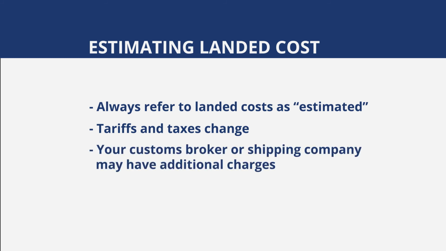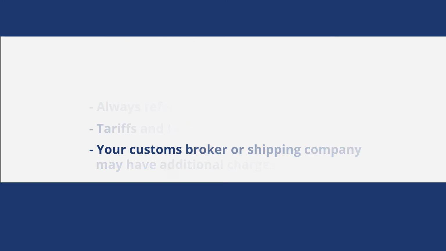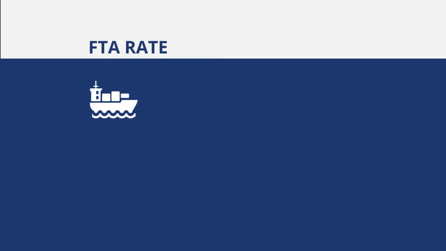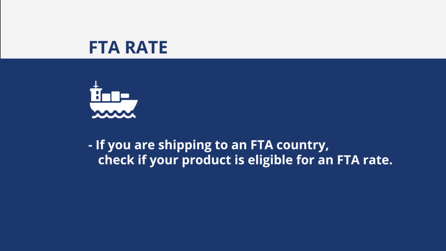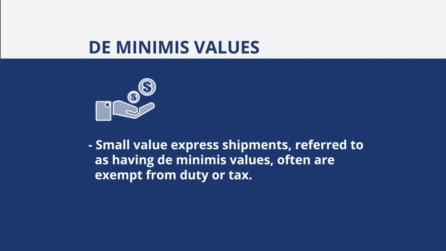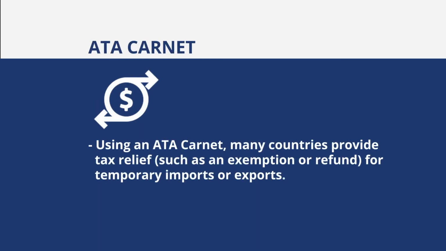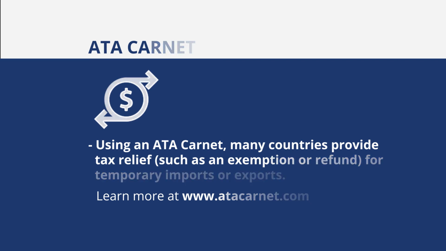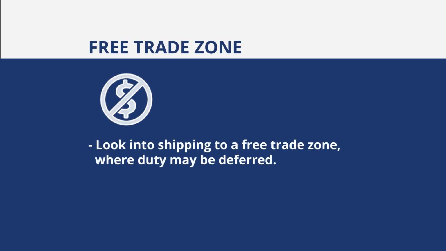Here are some situations where you can minimize, avoid, or defer tariffs and taxes. If you are shipping to an FTA country, check if your product is eligible for an FTA rate. Small value express shipments, referred to as having de minimis values, often are exempt from duty or tax. Using an ATA carnet, many countries provide tax relief, such as an exemption or refund, for temporary imports or exports. Learn more at www.atacarnet.com. Look into shipping to a free trade zone, where duty may be deferred.